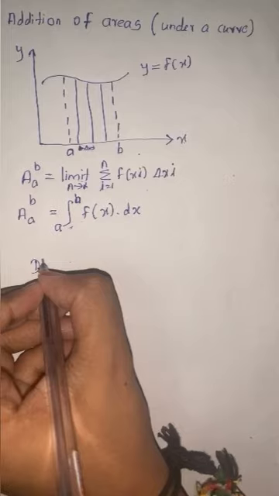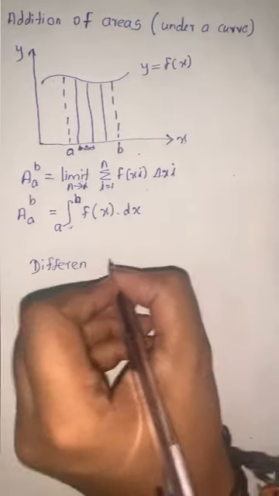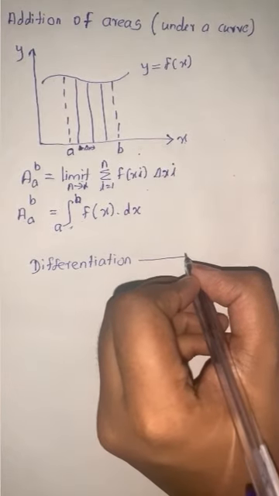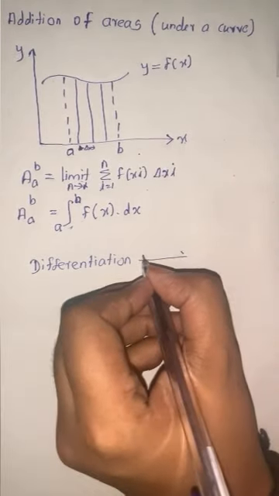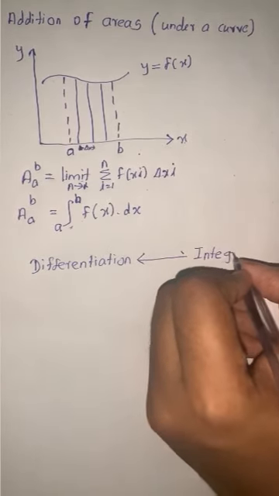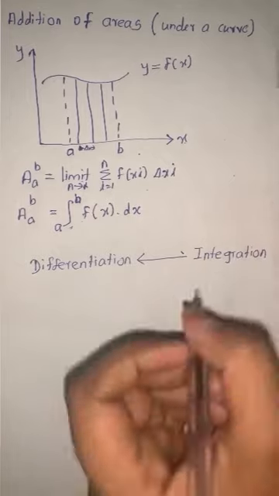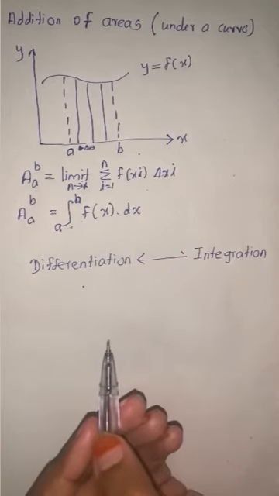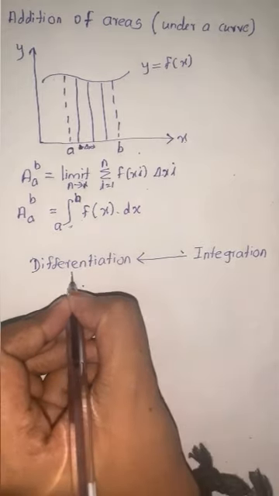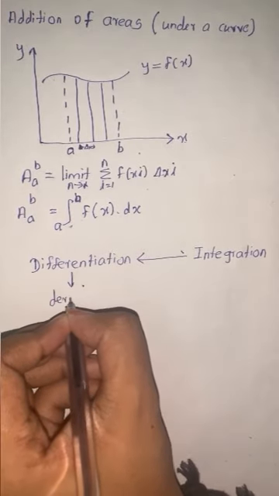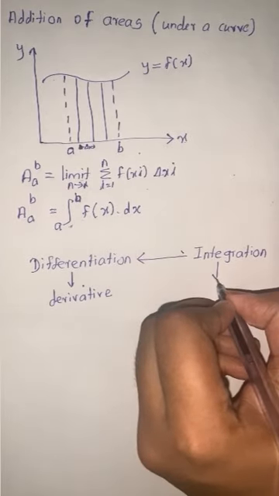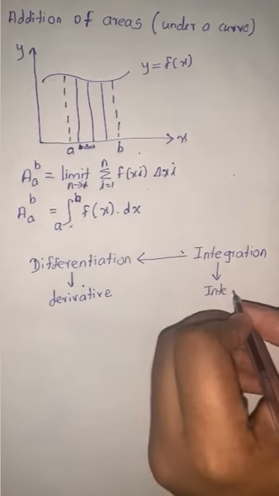After that we have to know about the link between differentiation and integration. Integration is the reverse process of differentiation. For integration we have the answer and we have to find the question. Think of it like this: the product of differentiation is called the derivative. Likewise, the product of integration is called the integral.